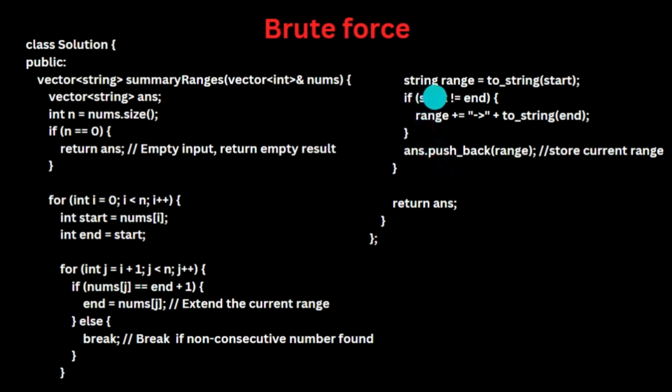Let's initialize the string range equal to to_string of start. The to_string function is the inbuilt STL function of C++ to convert a number or any object into a string. Let's check if start is not equal to end, because if the start and end are equal, it makes no sense to range the same number, so we can't use that. After that, we push that range and return our answer.